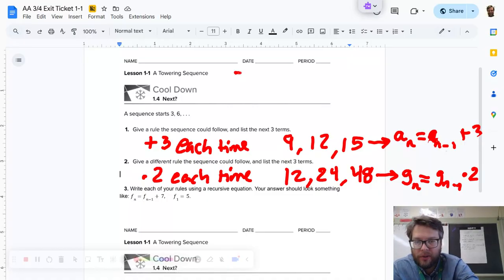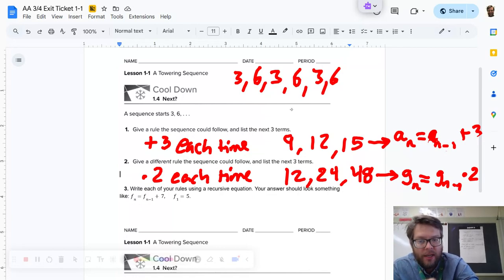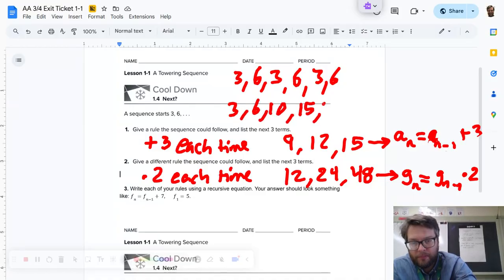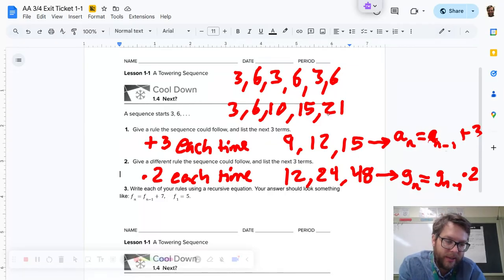A sequence could go back and forth, 3, 6, 3, 6, 3, 6, etc. like this. That's a valid sequence. It's a pattern of numbers. It's well defined, all that good stuff. Or a sequence could go like this. It could go plus 3, then plus 4, then plus 5, then plus 6. That's also a valid sequence.